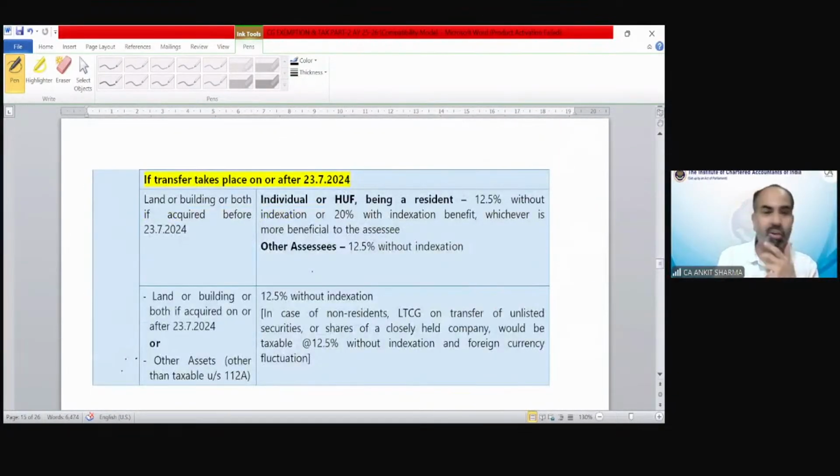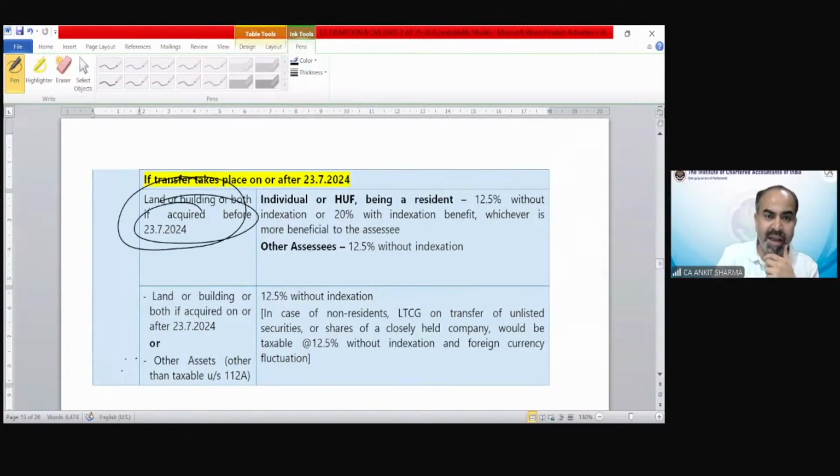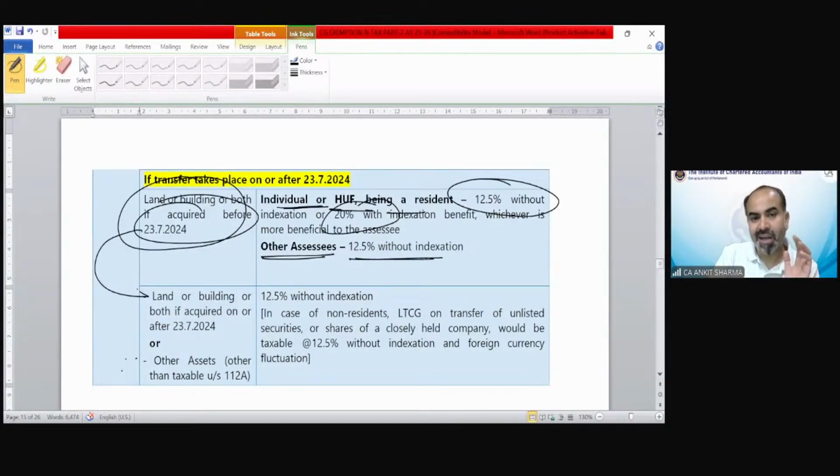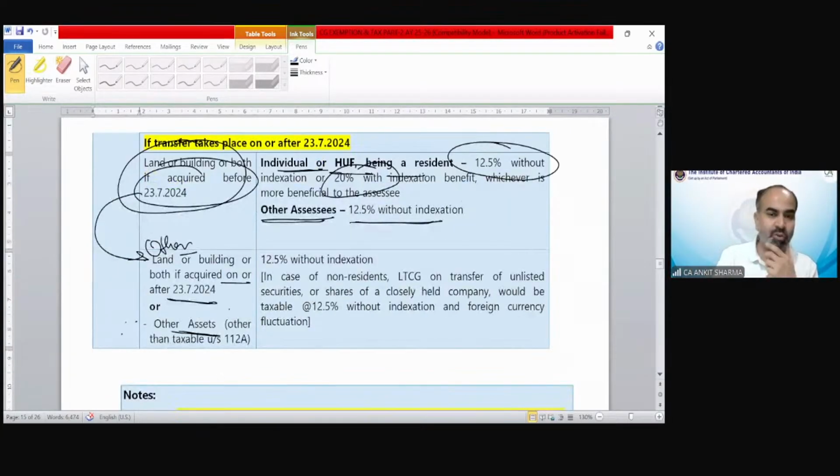Now, on or after 23rd of July, if it is immovable property which has been acquired before 23rd of July, and you are an individual or HUF, resident, then 12.5% without benefit or 20% with benefit. For all other assessees, 12.5%. For an asset other than this, that means land and building or both, if acquired on or after 23rd of July, or any other asset transferred on or after 23rd of July, the rate is 12.5%, except in case of non-resident, long-term unlisted shares, which would have been taxed earlier at 10%. Now it is going to be taxed at 12.5%.